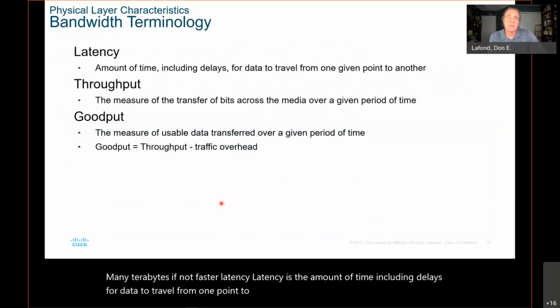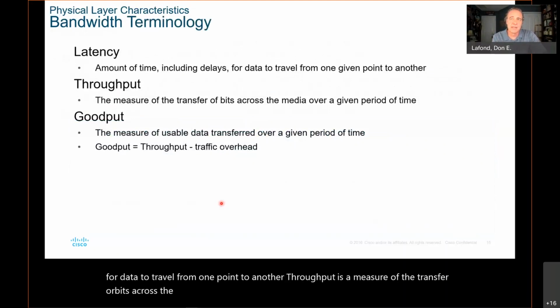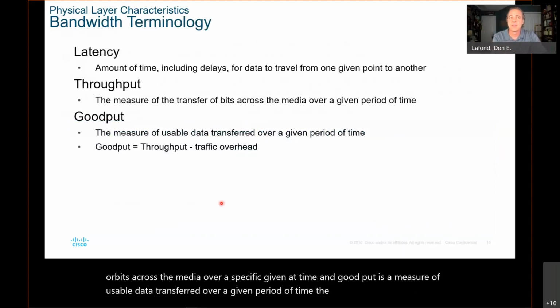Throughput is a measure of the transfer of bits across the media over a specific given time. And goodput is a measure of usable data transferred over a given period of time. The usable data, the actual data stream.